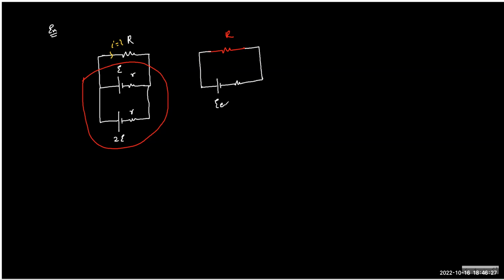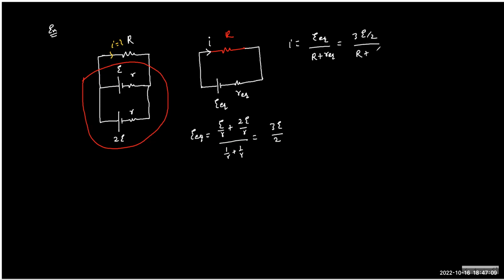So what is the equivalent, guys? Tell me. By definition, (E by R plus 2E by R) upon (1 by R plus 1 by R). Right? This is 3E by 2. See, this is so simple. And now finding the current through this branch is very simple because this is a single loop, and we know the current in a loop is the net EMF of the loop upon the net resistance of the loop. See, we are done.